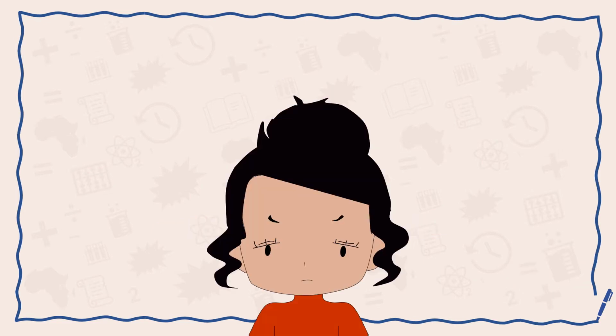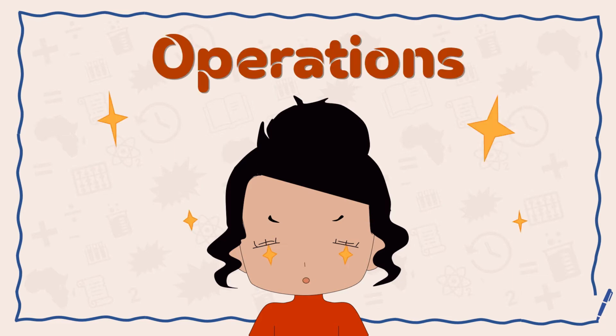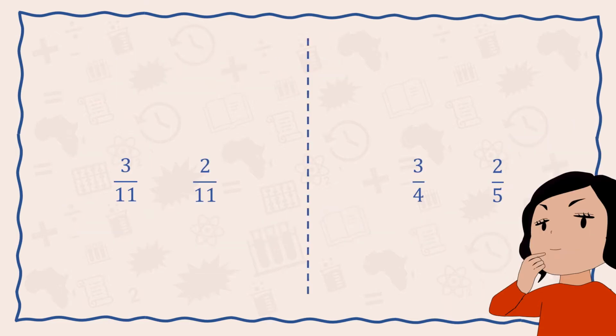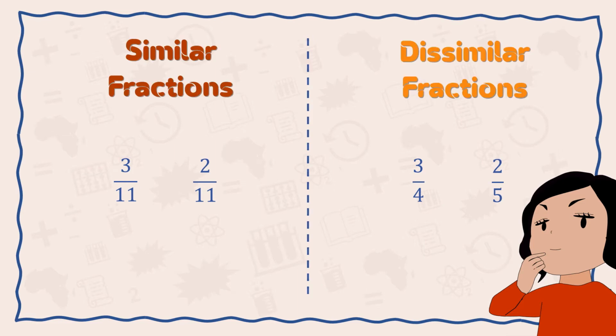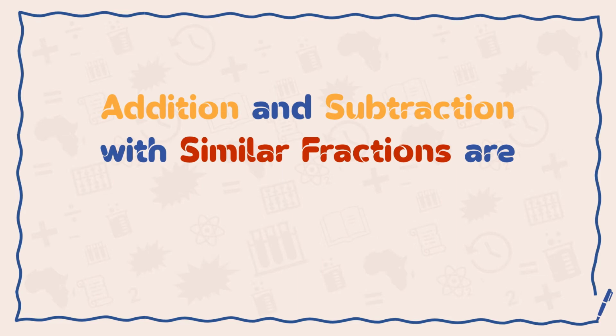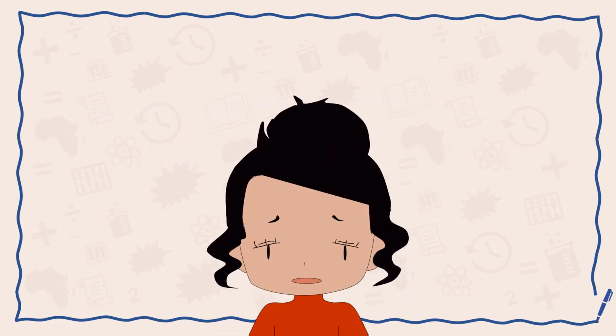Now that we understand a bit about what fractions are, we will now proceed to operations with fractions. I will show some tricks. First, we will go with the addition and subtraction of fractions. We must first take note about similar and dissimilar fractions. Can you guess which is which? Through these examples, we can see that similar fractions are fractions with the same denominator, whereas dissimilar fractions are fractions with different denominators. Now that you have learned about similar and dissimilar fractions, let's proceed to addition and subtraction of fractions. Addition and subtraction with similar fractions are faster and easier compared with dissimilar fractions.